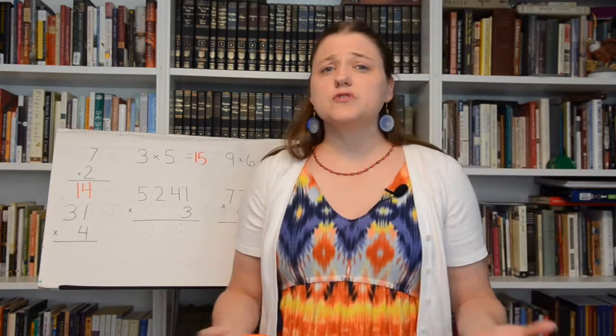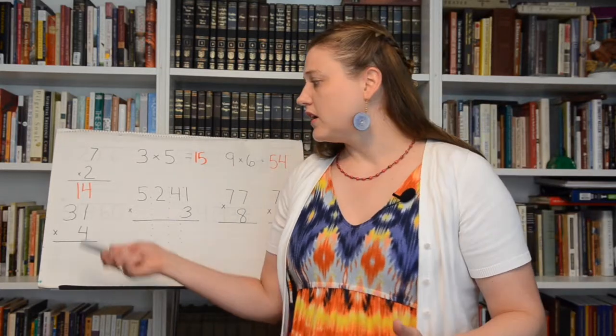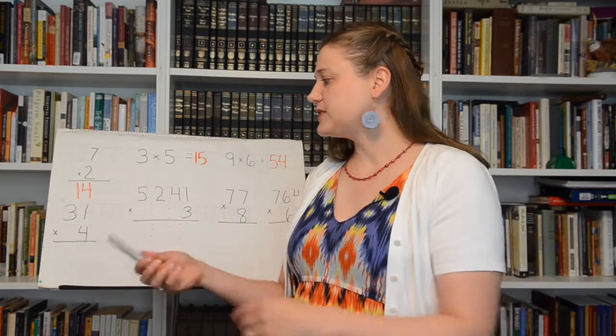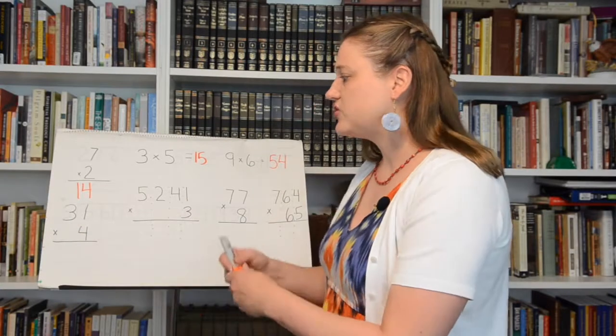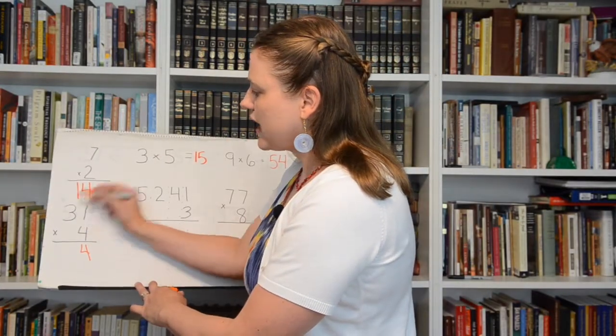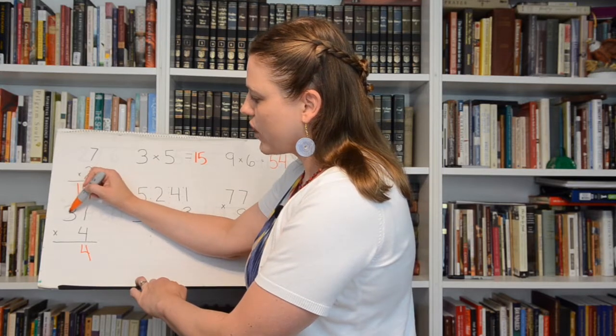We can also use touch points when multiplying larger numbers, 2-digit, 3-digit numbers. So for this one, they would say 4 times 1. They would just count 4 one time, so they would say 4. Then 4, and they're going to count it 3 times, so 4, 8, 12.